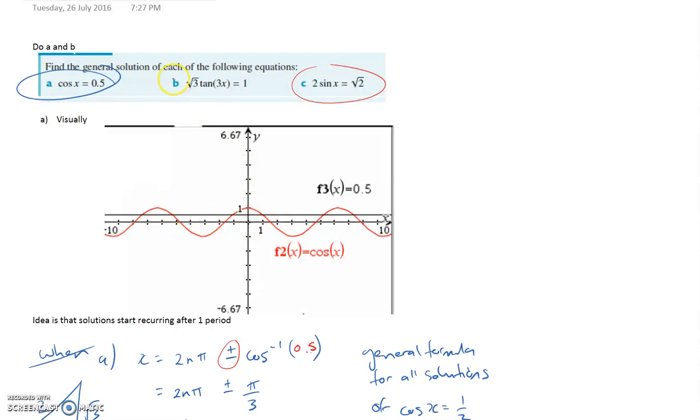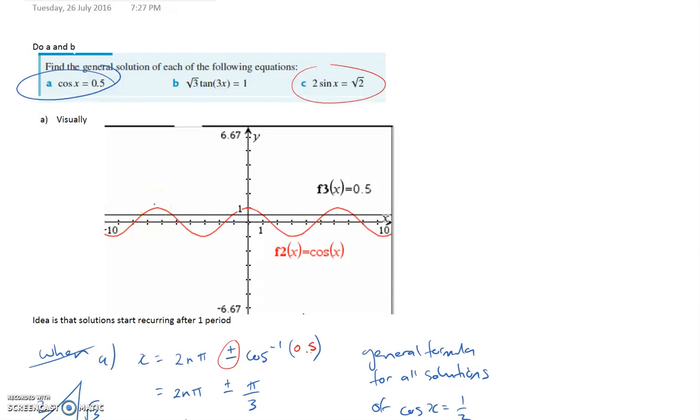Here's a visual of cos x equaling 0.5. Visually, y = 0.5 is the black line, and y = cos x is the red curve. There's no restriction, so it would keep on going forever in that direction, and keep on going forever in that direction. There's going to be an infinite number of solutions.